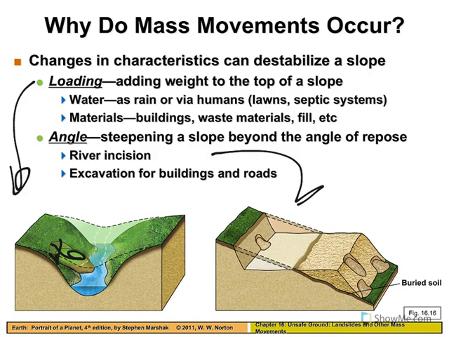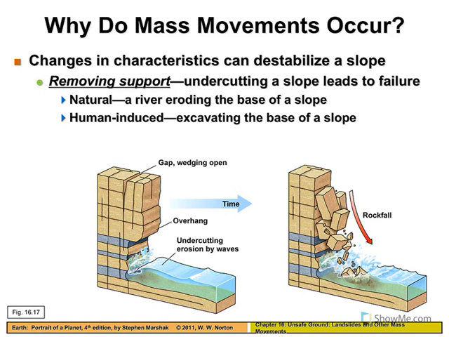Or by steepening an angle. Sometimes that naturally happens with, say, river incisions, but most of the time this happens due to human intervention, where maybe we see an area that we want to build a road, so we have to make a very steep angle, make a steep cliff. Obviously, when you make cliffs and steep angles, those are not going to be very stable for long, and the material is going to fall downwards.